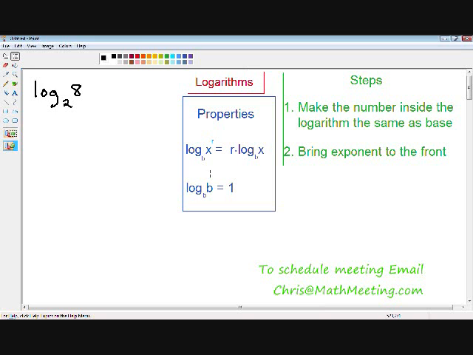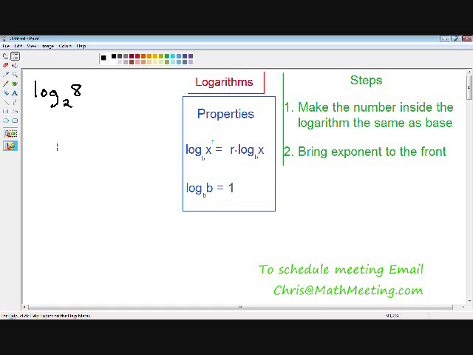The second property that we need for these problems is log base b of b equals 1. Basically, if your base is the same as the number inside the logarithm, it just equals 1, simple as that. Once again, this will make a lot more sense once we get started with the example. So let's get started.